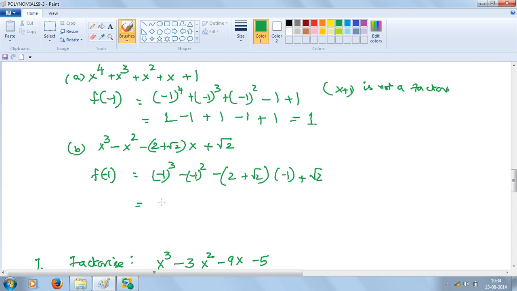So the first factor: minus 1 cube is minus 1. Minus 1 square is plus 1. Here minus is there, so it becomes minus 1. No, here our minus is there, here minus 1 will become plus. So we get plus 2 plus root 2. Here plus root 2. So these three terms will cancel. The last two equal 2 root 2. So it's not equal to 0. So here also we say it's not equal to 0. Therefore it's not a factor. f of minus 1 is not 0, so x plus 1 is not a factor.